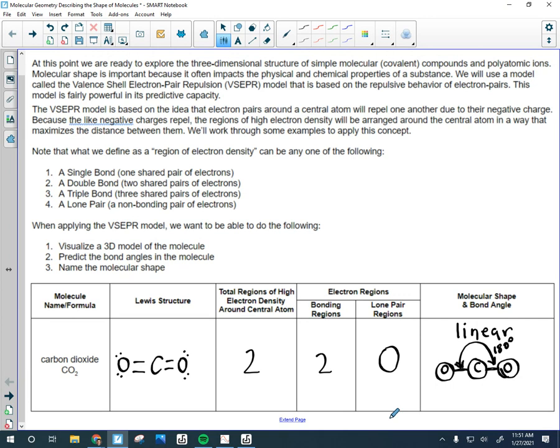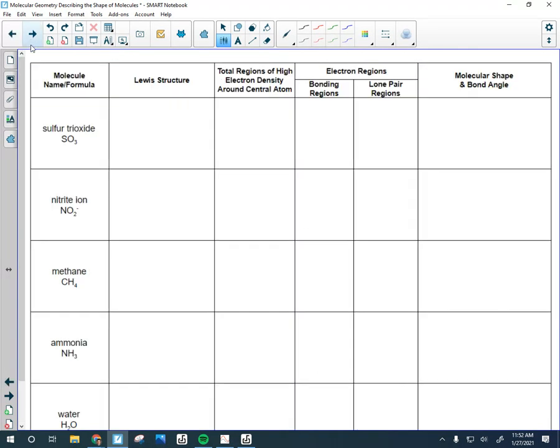All right, any questions on that? That's the simplest of the ones we'll look at. All right, so moving on to the second page. Sulfur trioxide. Again, I'm going to give you the Lewis structure, but you would be expected to be able to do this on your own if asked. So sulfur, our central sulfur, has a double bond to one of the oxygen. It has a single bond to the other two oxygen.